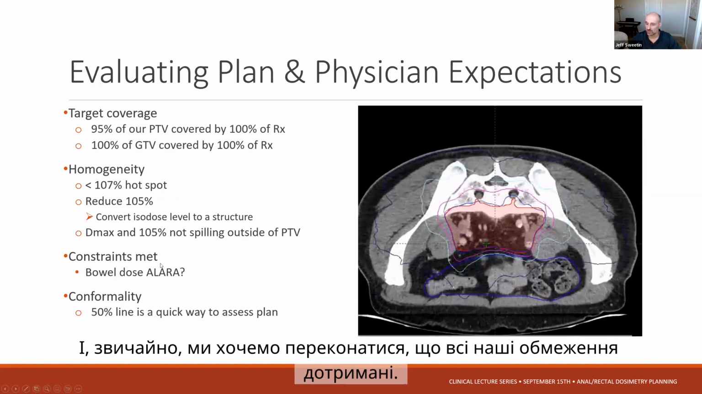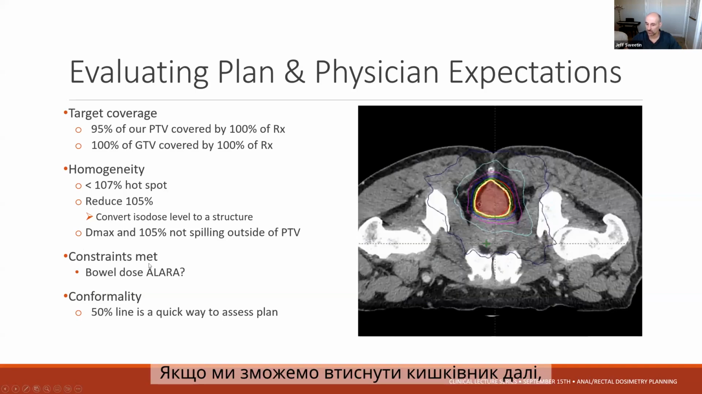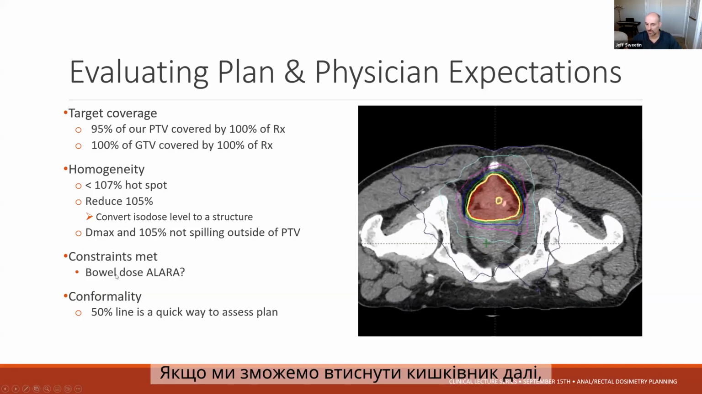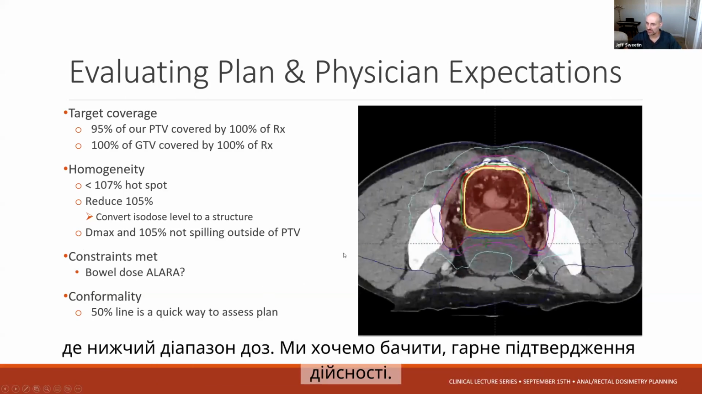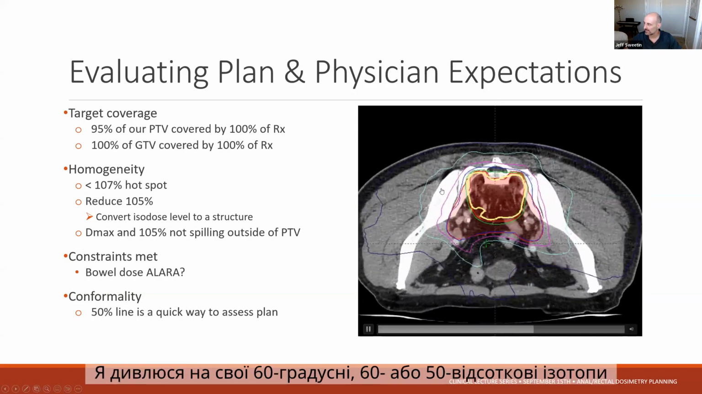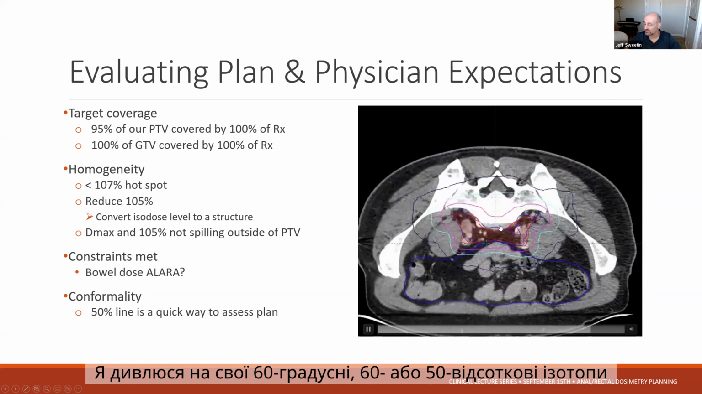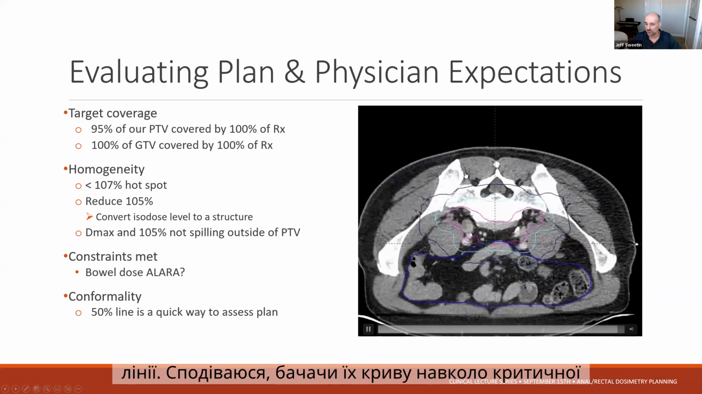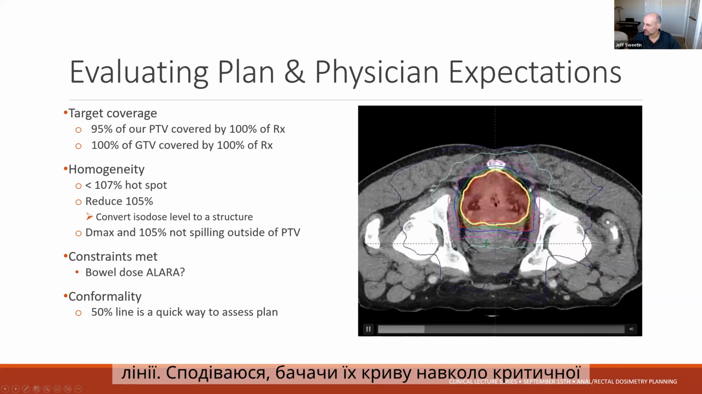And of course, we want to make sure that all our constraints are met if we're able to push down the bowel any further. In the lower dose range, we want to see good conformality, so little to no dose streaking. Here I'm looking at my 60% or 50% isodose lines, hopefully seeing them curve around my critical structures.